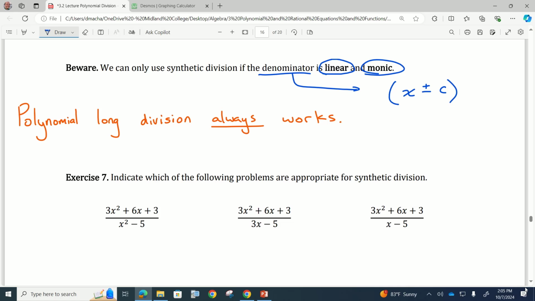Just to really drive the point home, is this appropriate for using synthetic division? No, because the denominator is not linear. Is this appropriate for synthetic division? No, because the denominator is not monic. You can't have that 3. Is this appropriate? Yes. So for these first two questions, you would have to use polynomial long division. For this third one, you could actually use synthetic division, and it would be fine.